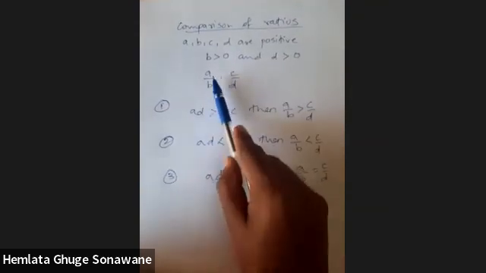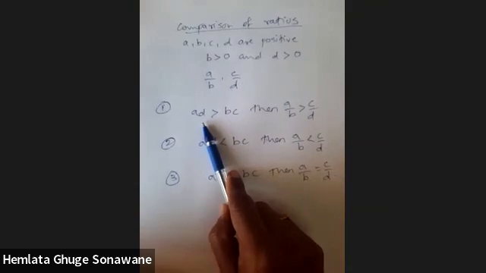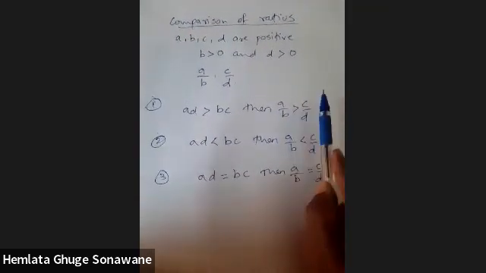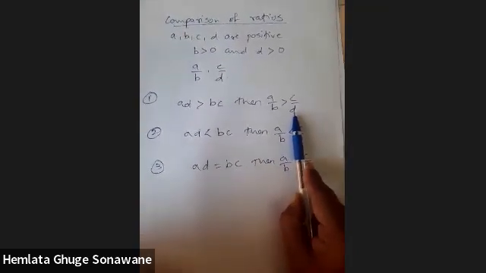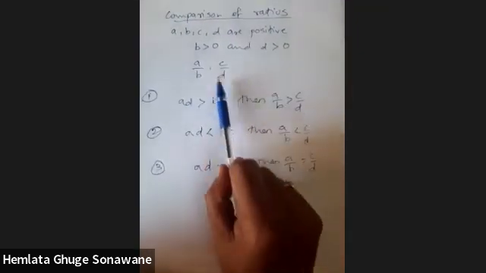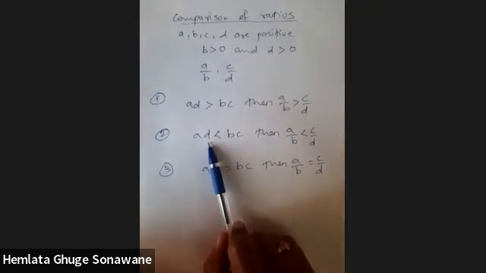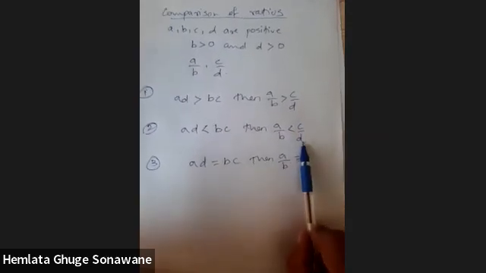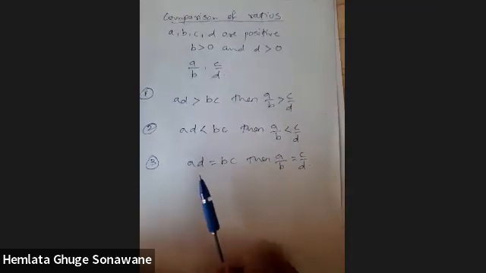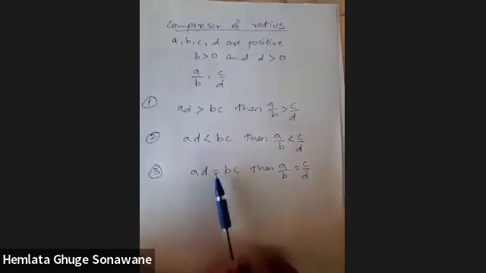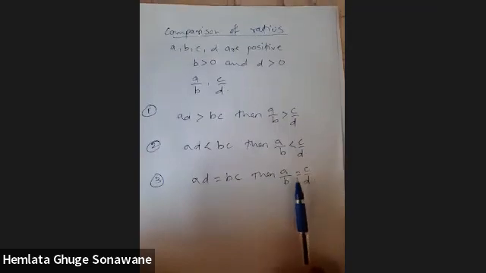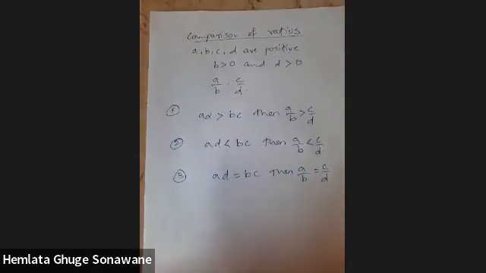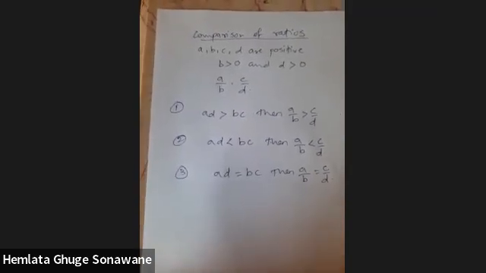Here we'll do cross multiplication, A into D and B into C. If A into D is greater than B into C, then the ratio A upon B is also greater than C upon D. Again, if A into D is smaller than B into C, then A upon B is also smaller than C upon D. If we are doing cross multiplication and A into D is equal to B into C, then A upon B is also equal to C upon D. Just go through these ratio rules so that in the next lecture we can solve examples based on the same.